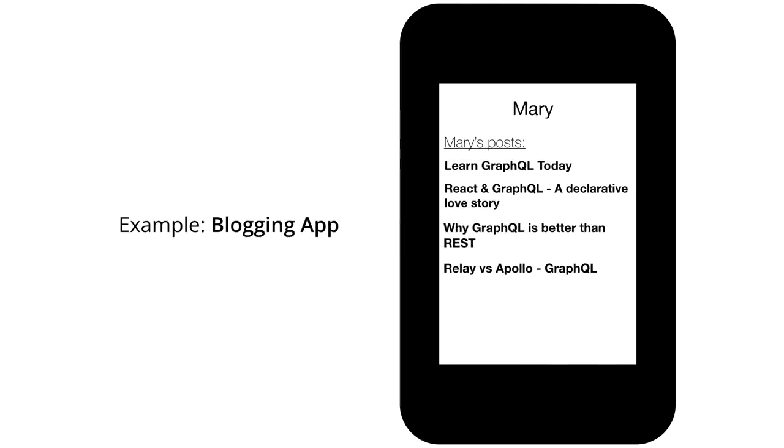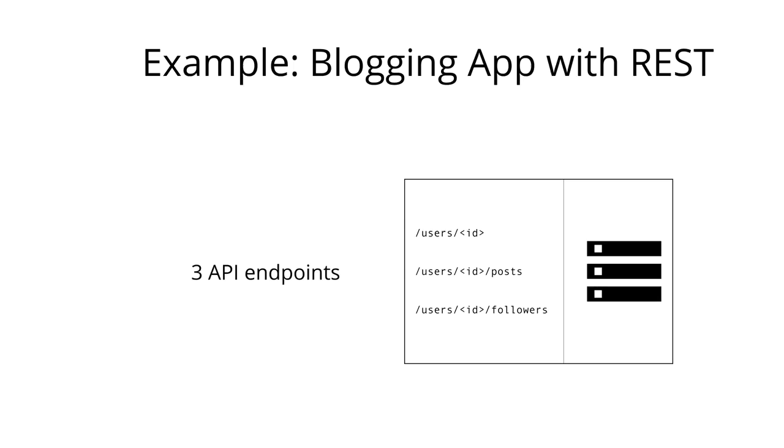To get a better feeling for the differences between GraphQL and REST, let's consider the example of a simple blogging application where we want to show a user's profile screen. On that screen, we want to show the user's first name. We also want to render all the posts that the user has ever created. And finally, we also want to display the last 3 followers, because in our blogging app, it's possible to follow each other to see the news whenever a user publishes a new post. How would we tackle this particular screen with a REST API?